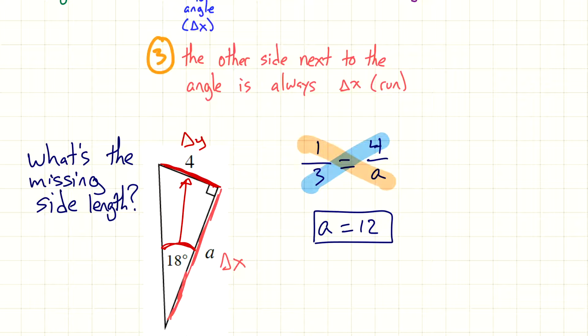All right, and that's pretty much it. The hardest part is setting it up. The hardest part is figuring out which number goes on top here. So if you know the one that goes on top, then only the other leg would go on the bottom.